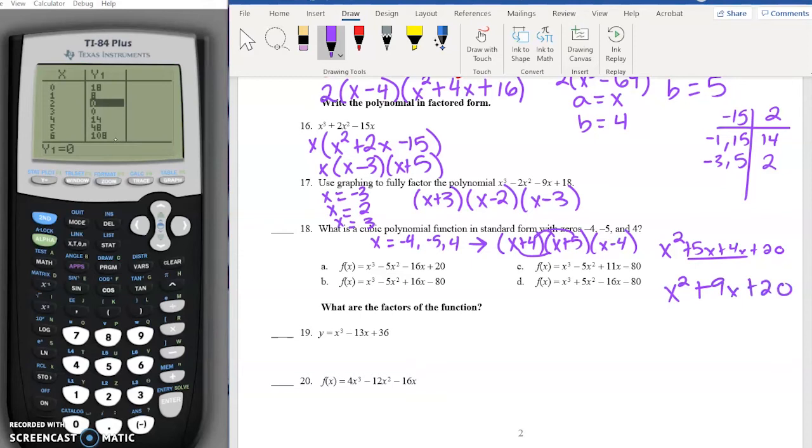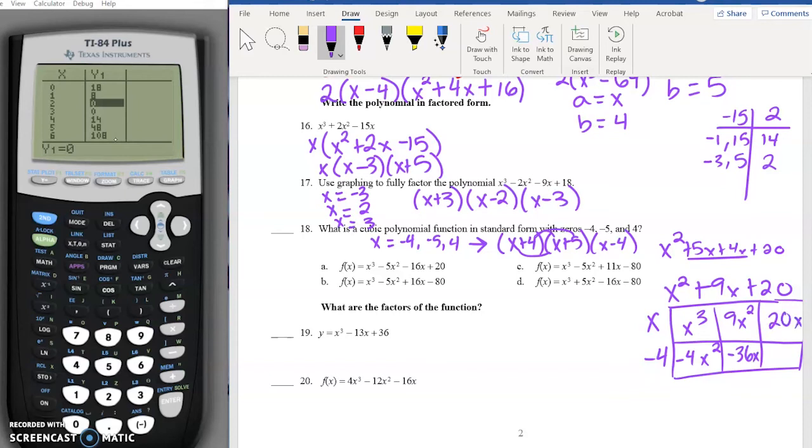And I'm going to use the box since this is a larger one. I'm going to do x minus 4. So x times x squared is x cubed. So all 3 of these have x cubed. X squared times negative 4 is negative 4x squared. 9 times x is 9x squared. 9 times negative 4 is negative 36x. X times 20 is 20x. And then 20 times negative 4 is negative 80.